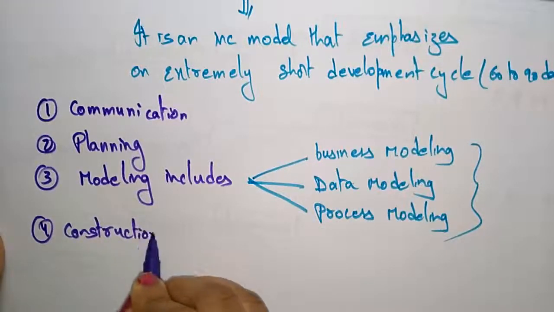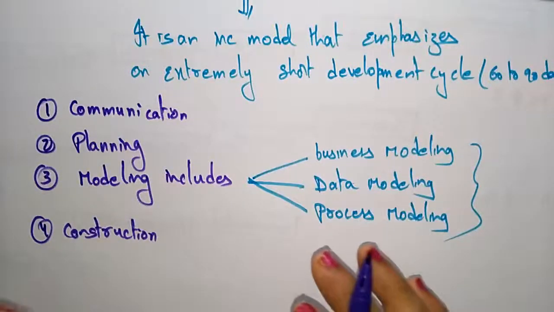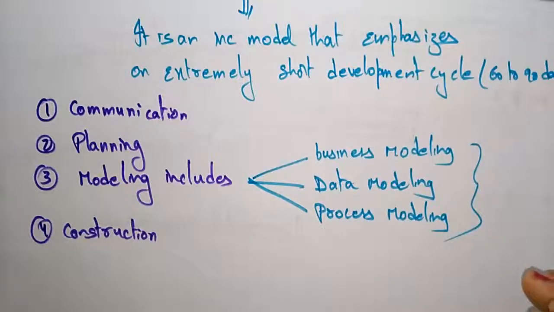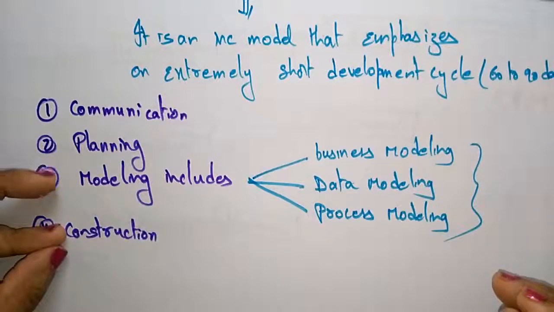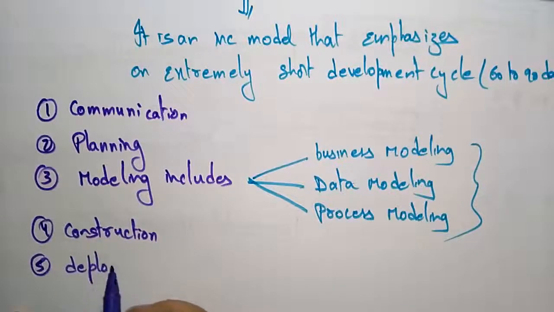So in the construction, they try to write the code. But here the RAD model will use the fourth generation techniques to write the construction code. It follows the fourth generation techniques. And the final is the deployment. So after everything, this is the deployment.